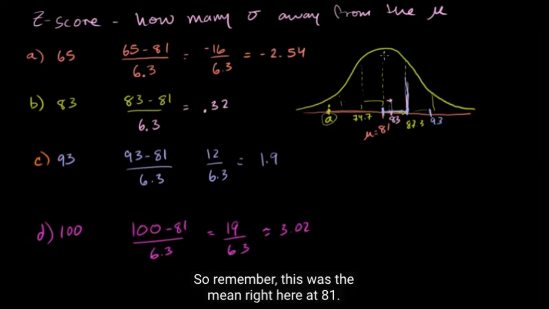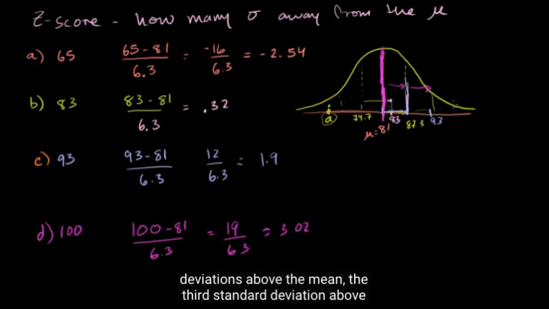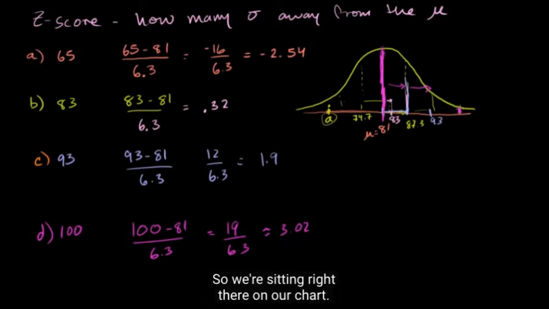So remember, this was the mean right here at 81. We go 1 standard deviation above the mean, 2 standard deviations above the mean. The 3rd standard deviation above the mean is right there. So we're sitting right there on our chart, a little bit above that. 3.02 standard deviations above the mean, that's where a score of 100 would be. And you can see the probability, the height of this, that's what the chart tells us. It's actually a very low probability.